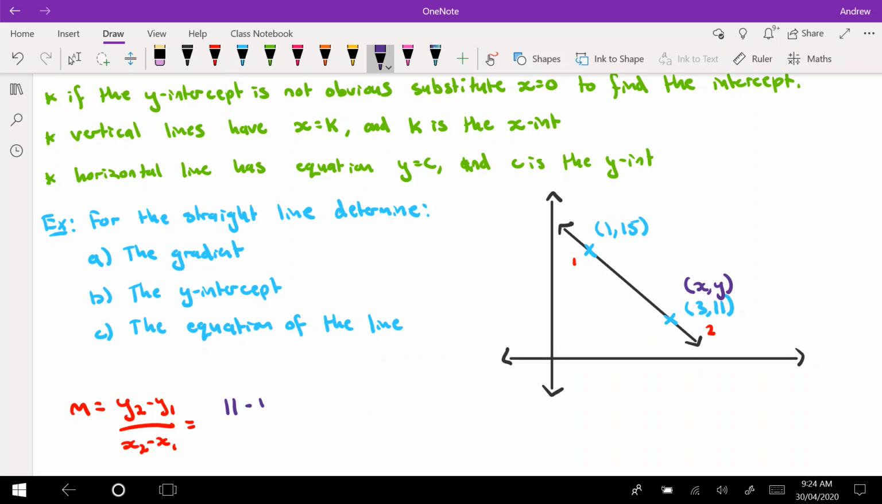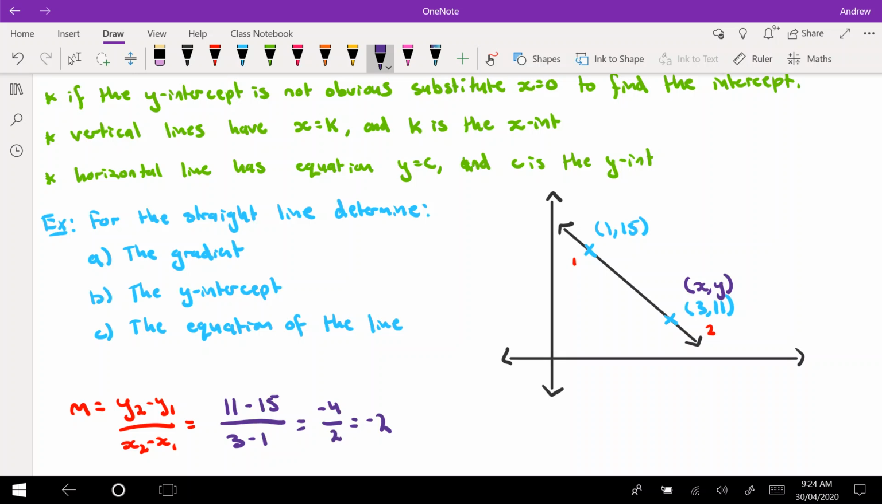So 11 take 15 over 3 take 1. That's going to be negative 4 over 2, which equals negative 2. So we know that my gradient is going to be negative 2 for this line.